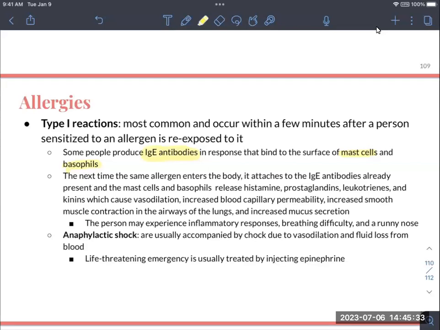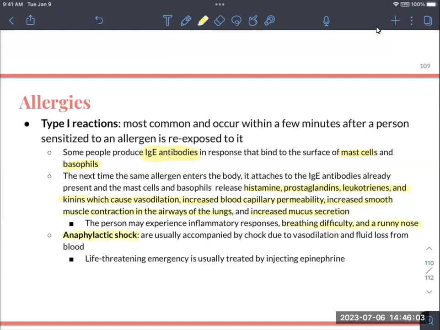So that histamine is going to release prostaglandins, leukotrienes, kinins. These cause vasodilation of those blood vessels. It could increase that blood vessel permeability. It can contract the smooth muscles in the airways, in the lungs, which causes decreased ability to breathe. It also can increase mucus secretion. That's where people may have difficulty breathing. It can cause that runny nose.